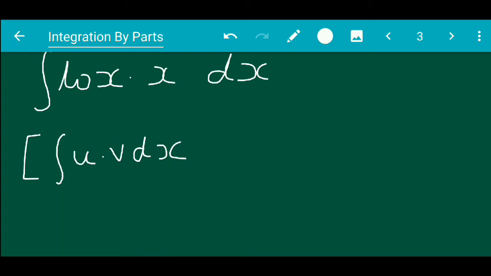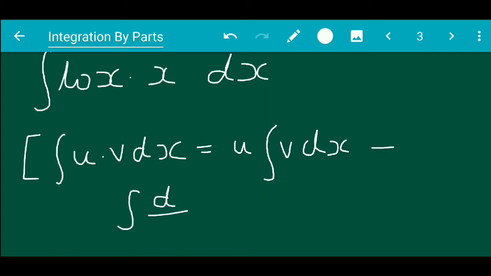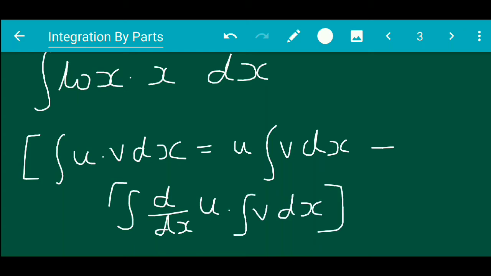So, the formula is integral of u into v dx is equal to u integral of v dx minus the integral of d/dx of u into again integral of v dx and the integral of the whole thing, that is dx. This is the basic formula.